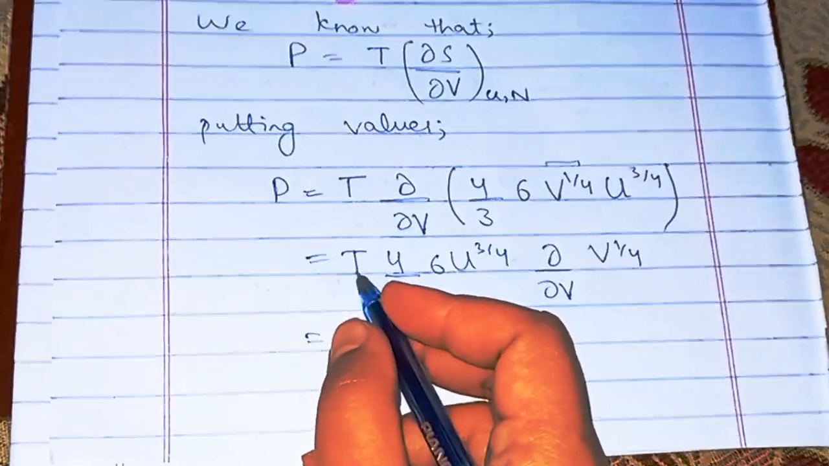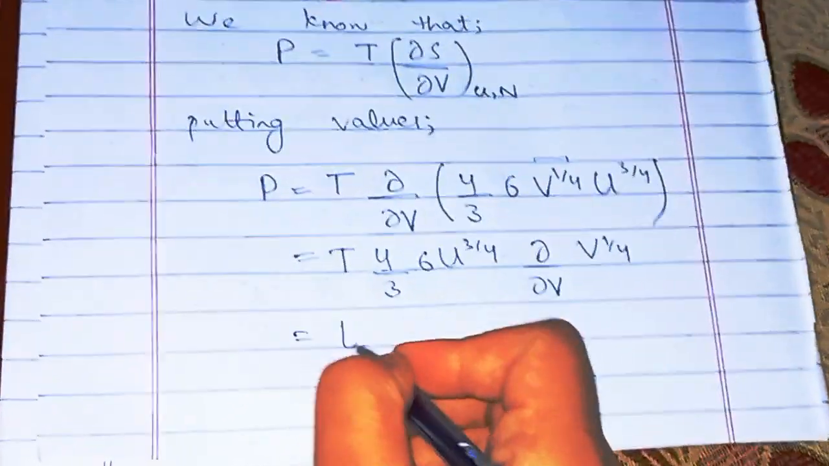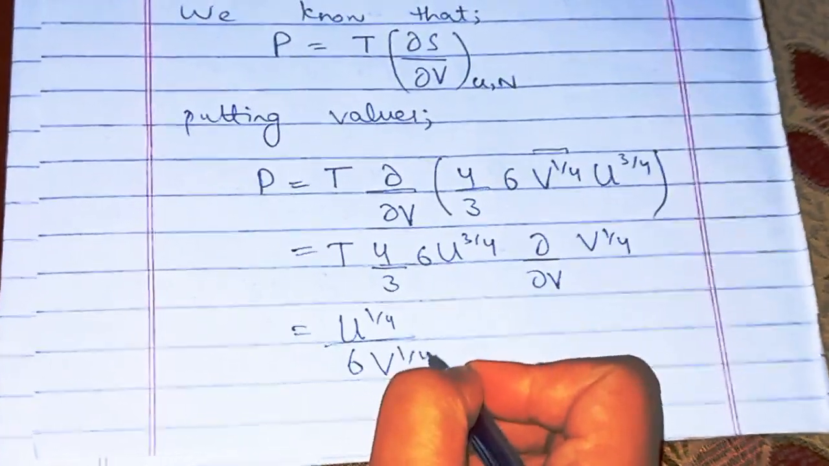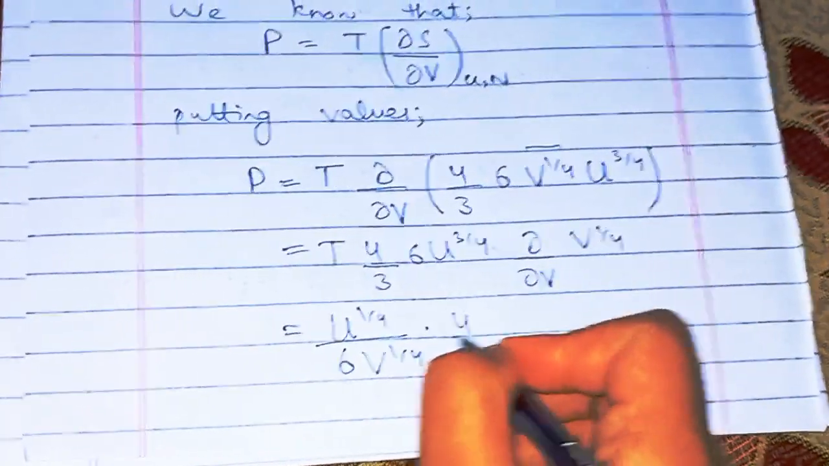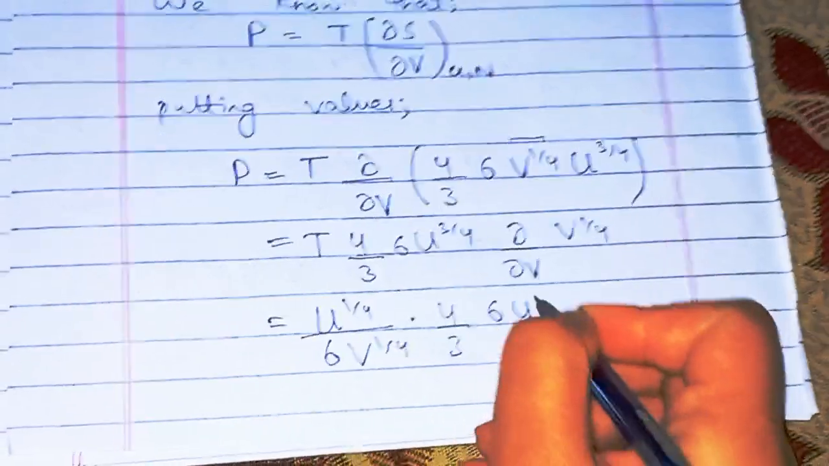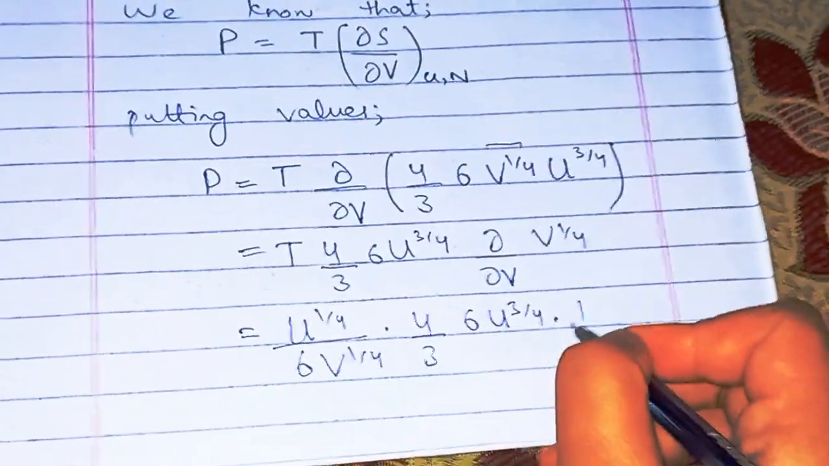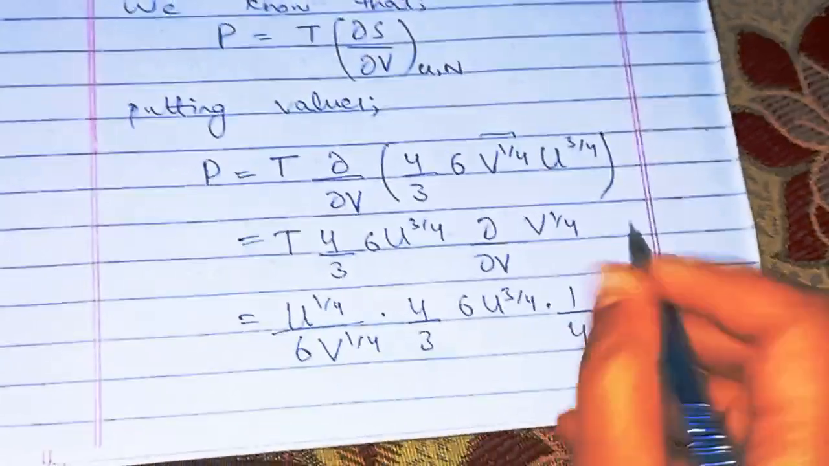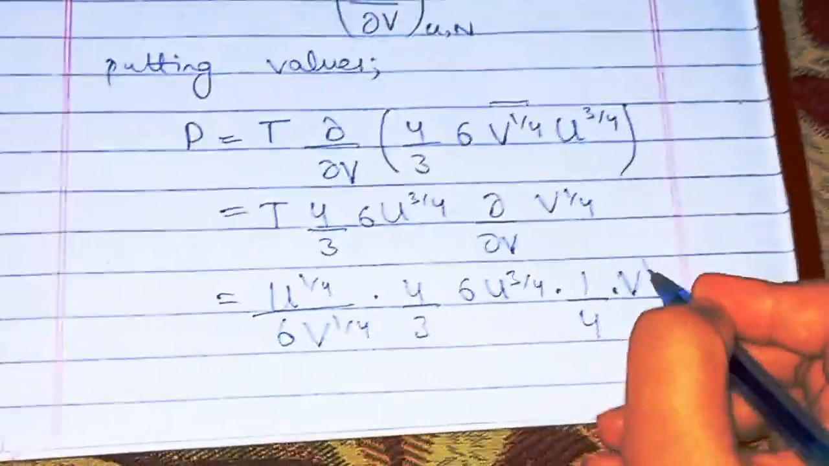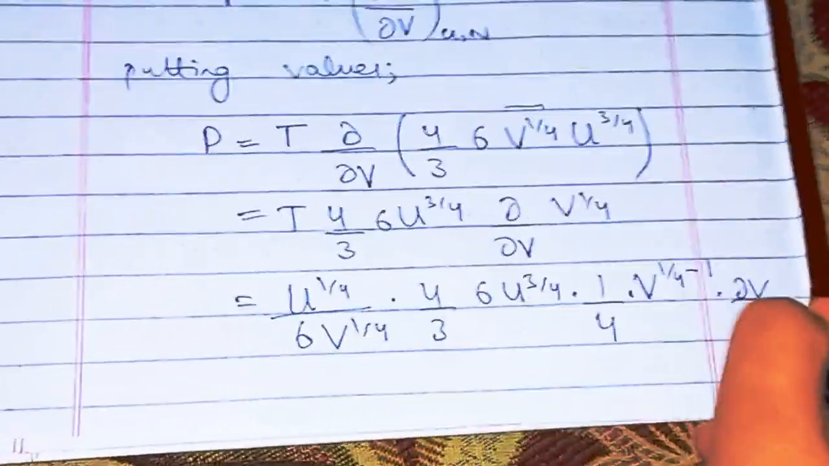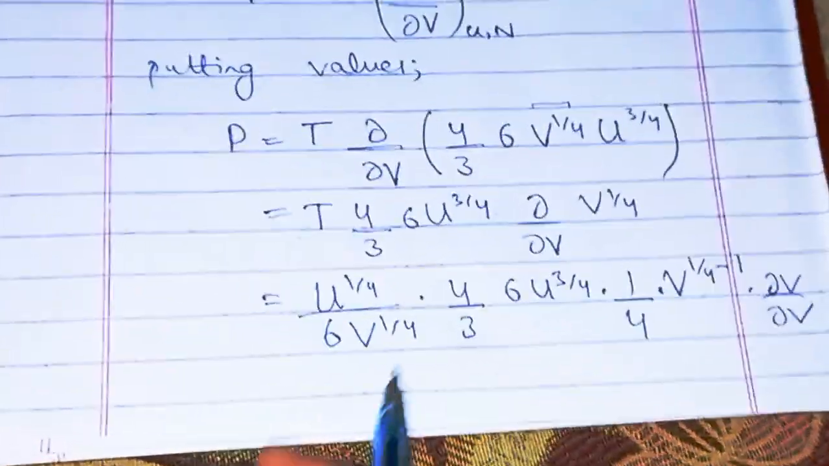And meanwhile, we can put the value of temperature in here, which is actually u to the power 1 by 4 by sigma v to the power 1 by 4. So we can do that in here. 4 by 3 as it is, sigma u to the power 3 by 4 as it is. And we can find out this partial derivative. So power will come as coefficient dot v to the power 1 by 4 minus 1. All right. And derivative of its base term, which is actually 1.